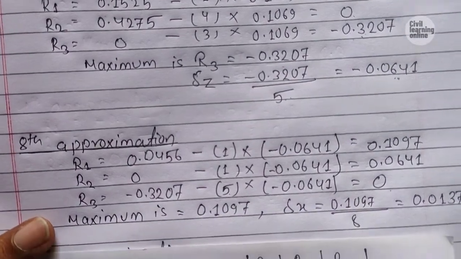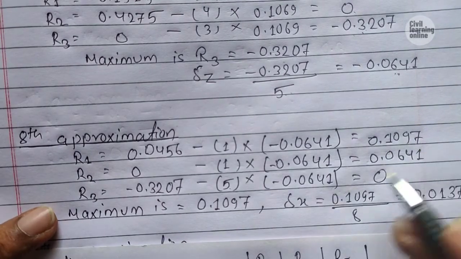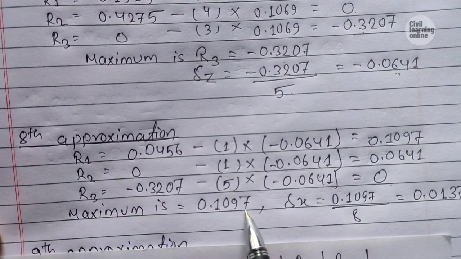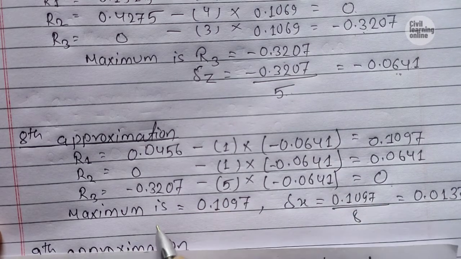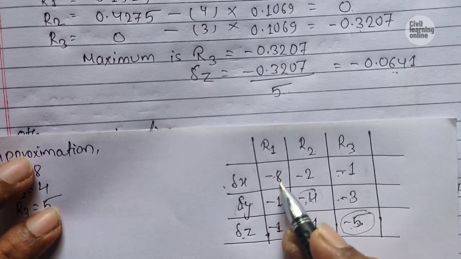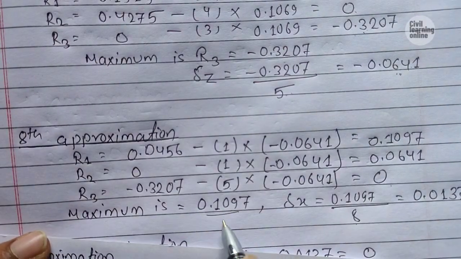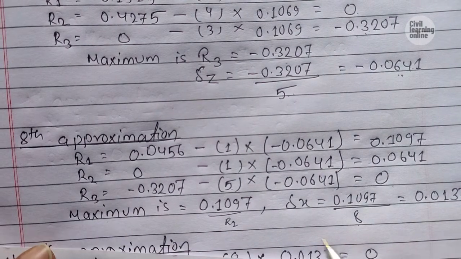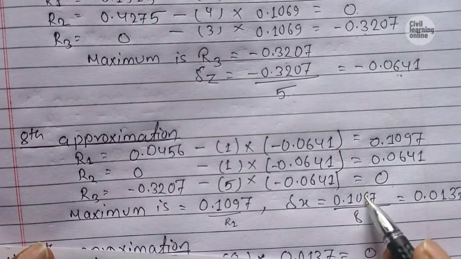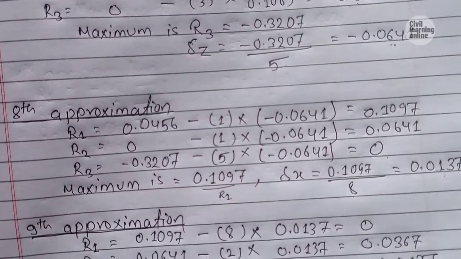Now among these three values, the maximum value is 0.1097, which is in R1, where we have the greatest value of del x as minus 8. So divide this by 8, and this is our R1. Now on dividing this we will get this value. Now it is time for the 9th approximation.